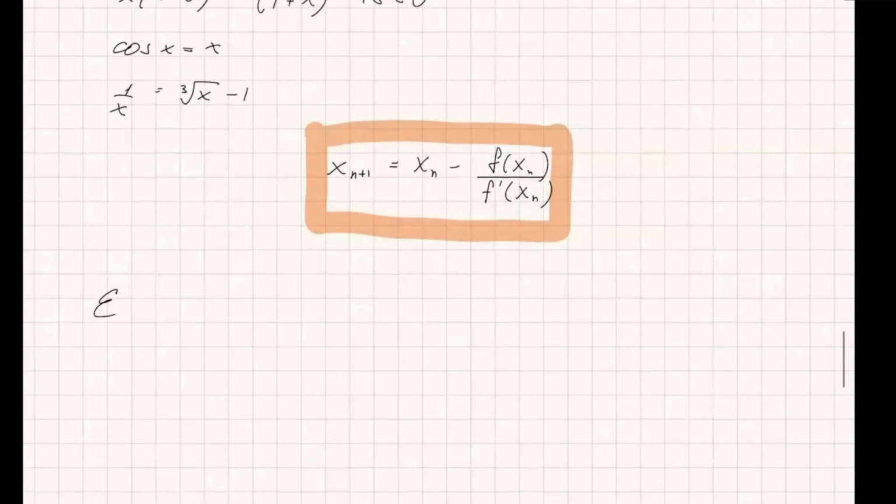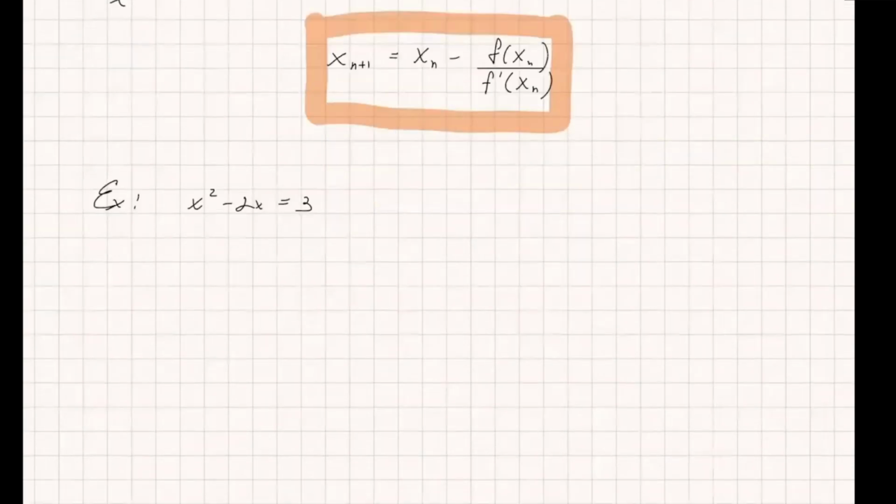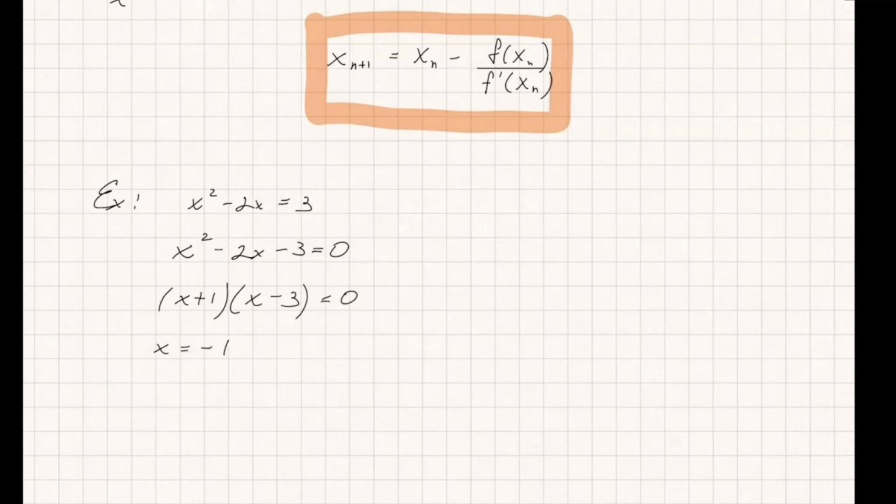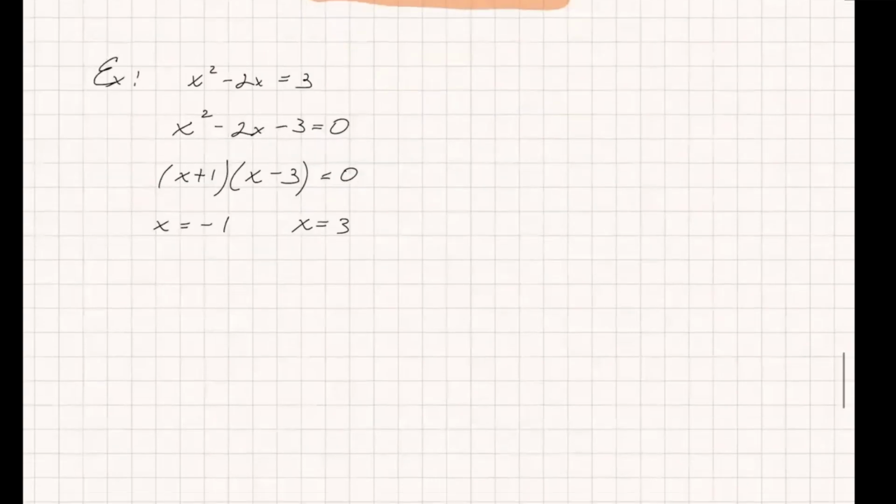So let's say we have an example, x^2 - 2x = 3. Using analytic mathematics, we can solve this. We have x^2 - 2x - 3 = 0. We can factor (x + 1)(x - 3), and the solutions are x = -1 and x = 3. So this is the way we usually do it, the analytic way.